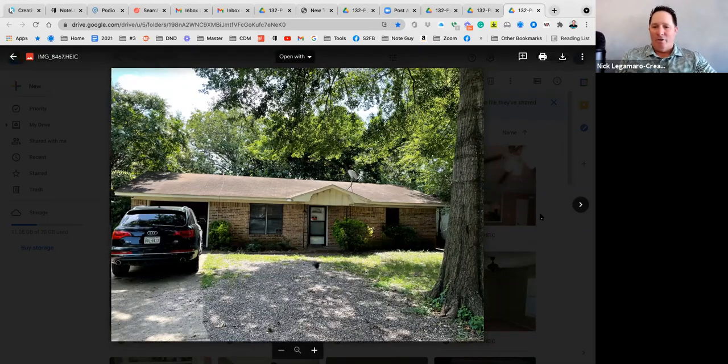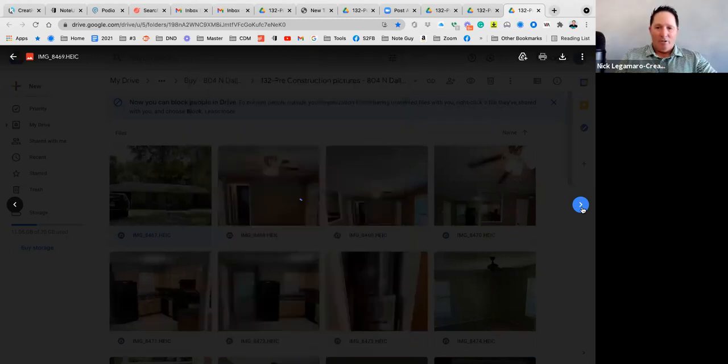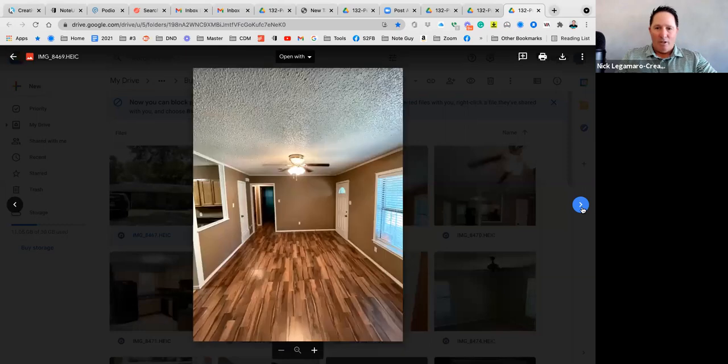So here's the exterior of the house. Let's just go through it. This is what the house looks like inside. Did you renovate that? I did not renovate it. Matter of fact, not only did I not renovate it, I've never even been to this house. You're looking at exactly what I looked at when I made the determination to buy this house. I didn't personally look at it, I look at pictures.